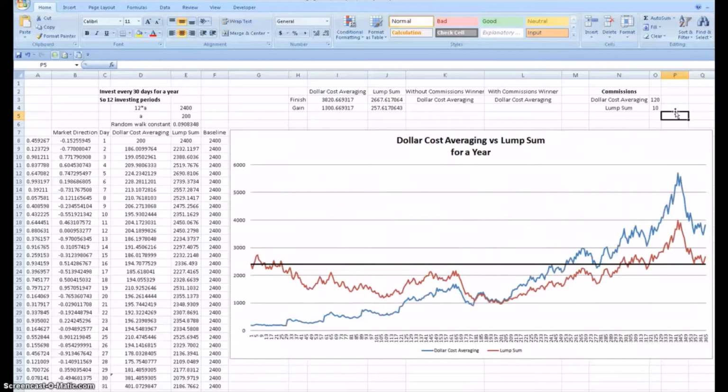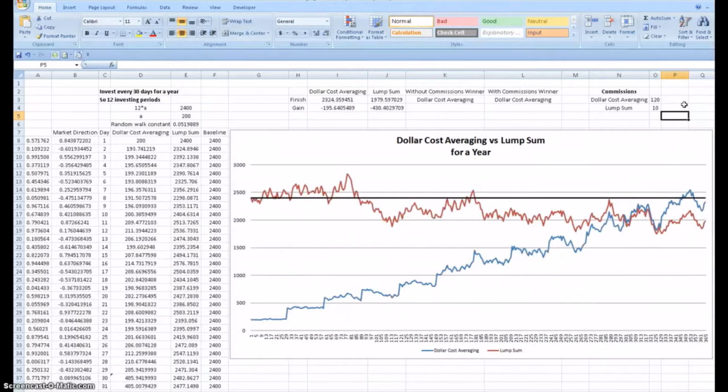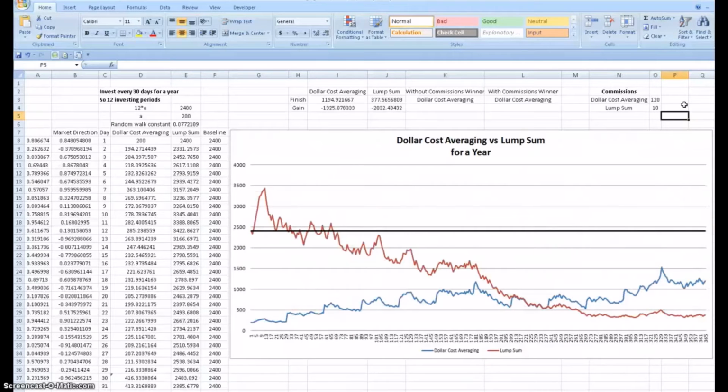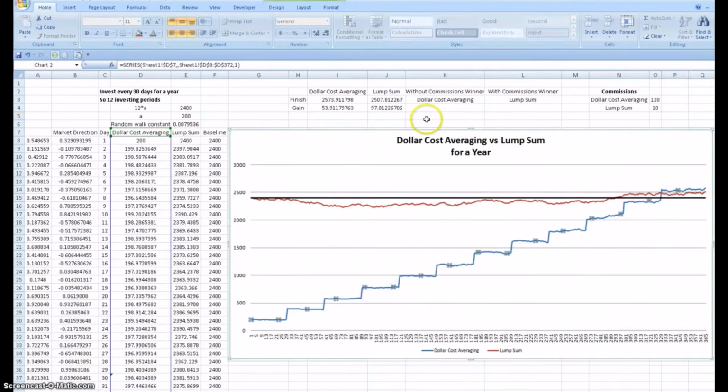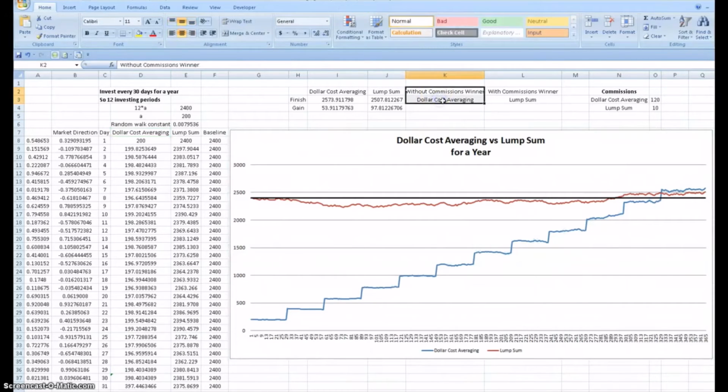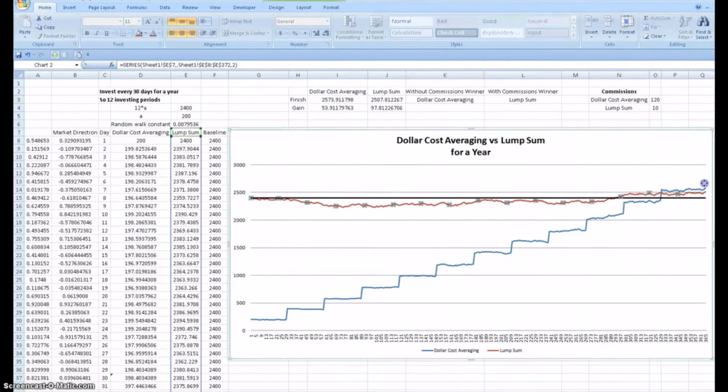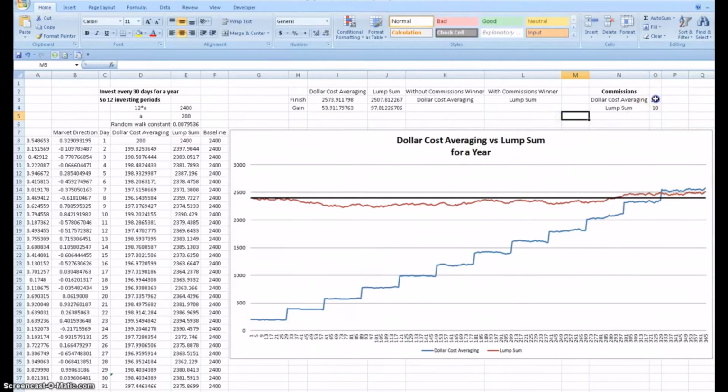So here's one where dollar cost averaging won. Okay, let me show you this one is interesting. Again, dollar cost averaging, you see that typical step function. But without commissions, dollar cost averaging won, right? The blue line is higher than the red line. But when you take these commissions into account, lump sum wins. So you always have to include that.